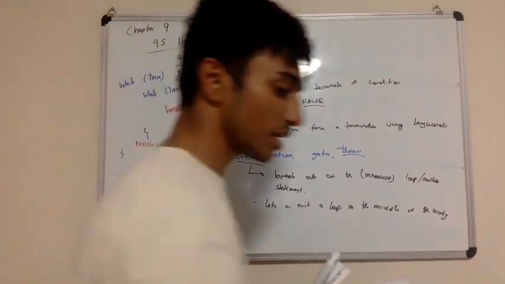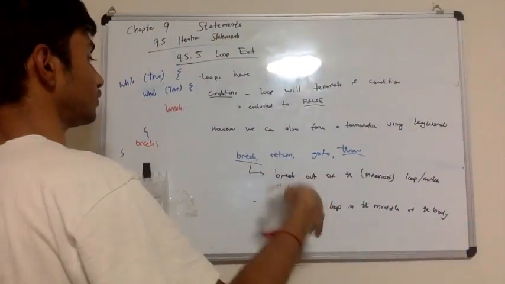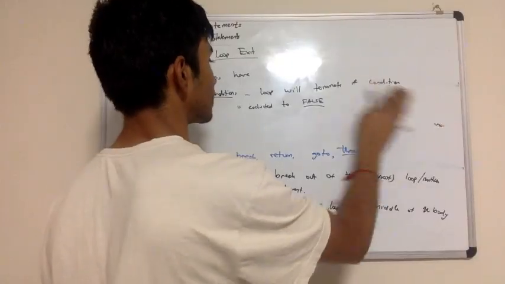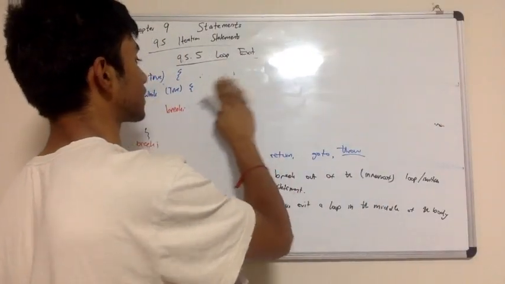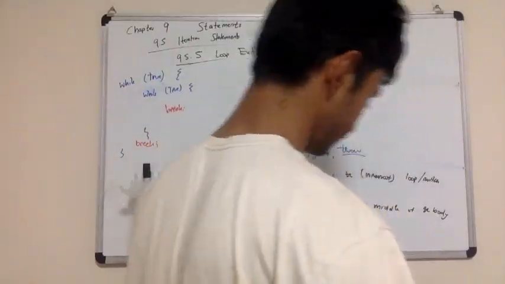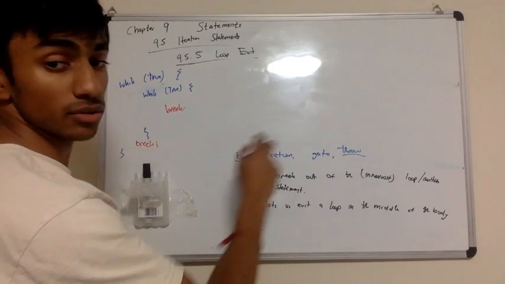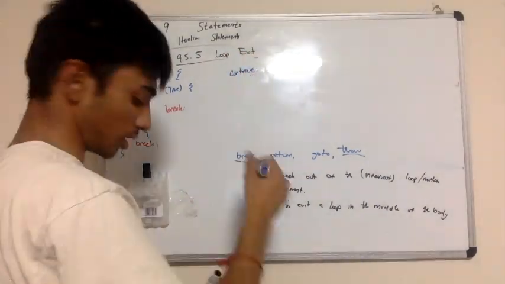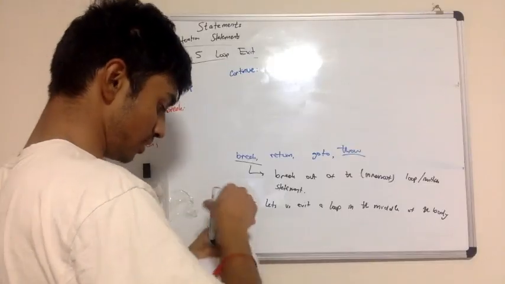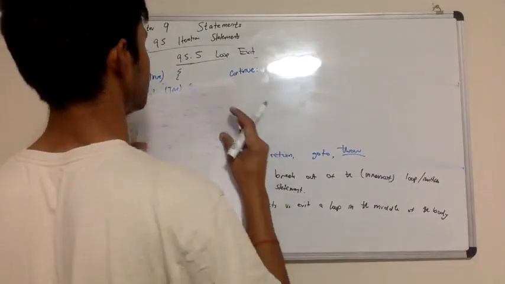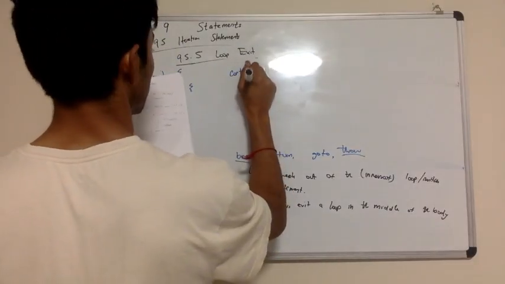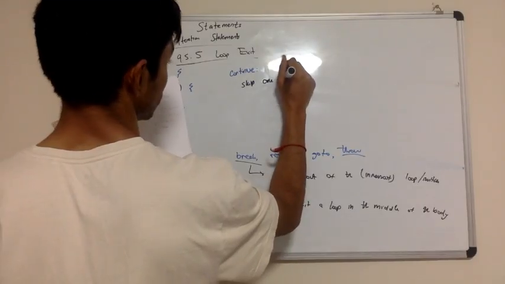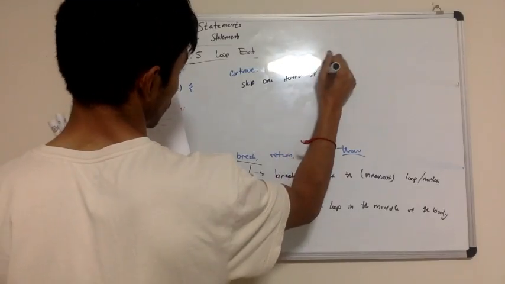Okay, so there is another keyword, continue, which isn't exactly an exit, but it's kind of a skip. It skips an iteration. So yeah, notice that continue is not one of these keywords, it's like a different one. But continue, okay, good, avoided it. Continue is skip one iteration of a loop.